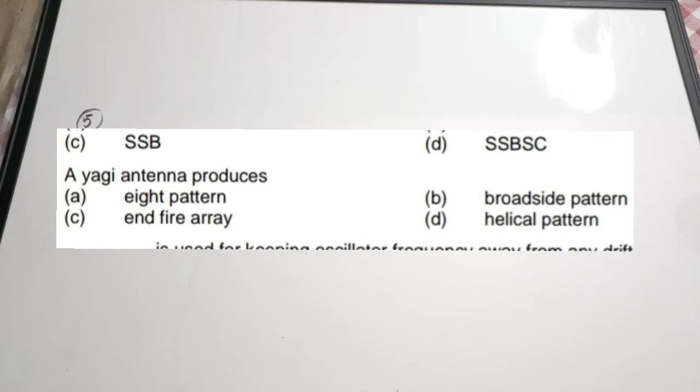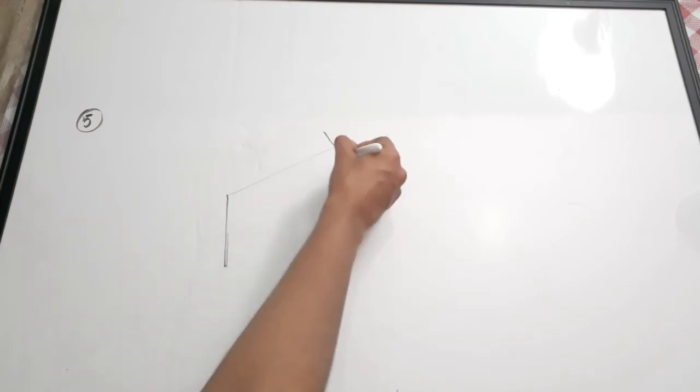Question number 5. A Yagi antenna produces dash. A, figure 8 pattern, B, broadside pattern, C, end fire array, D, helical pattern. So a Yagi Uda antenna is looking like this. It is an array type of antenna. Again, we have discussed about this in the types of antennas.